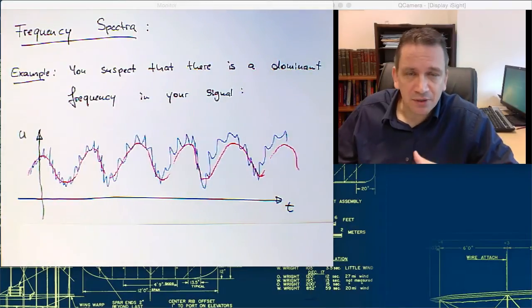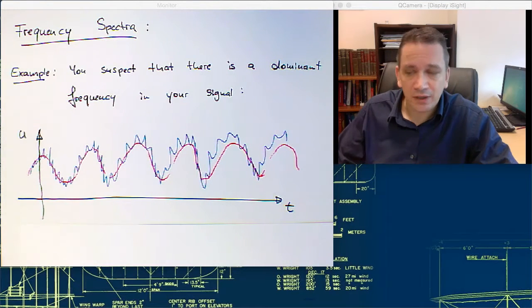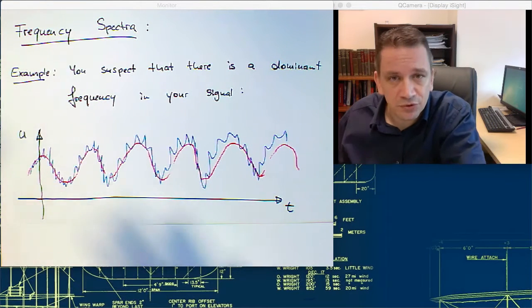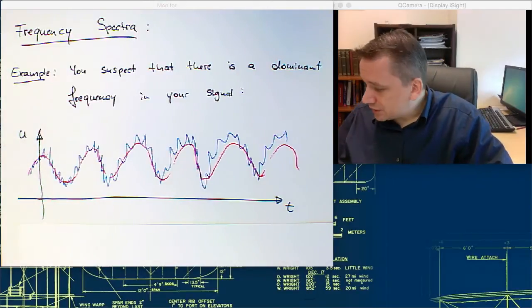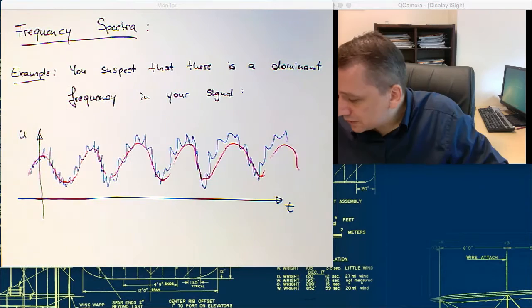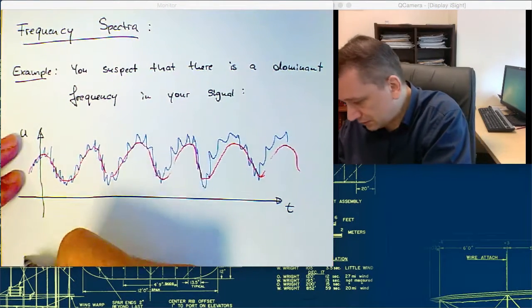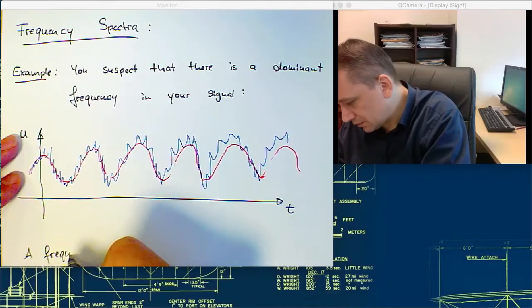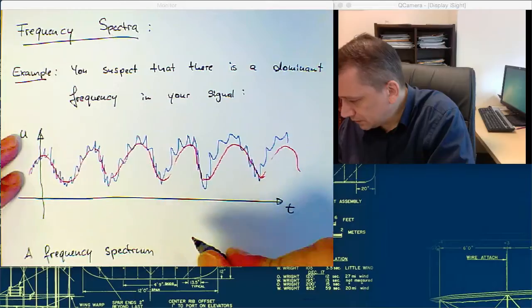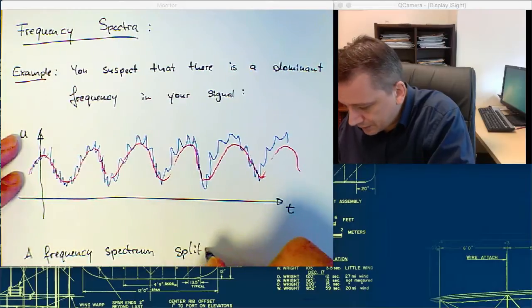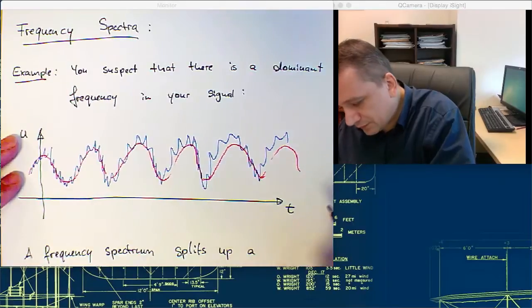And that is actually something that happens quite often. Quite often you don't really see it like here. It's just somewhere hidden because the turbulence is obscuring the frequency signal even more. So essentially, a frequency spectrum would be splitting up the signal into its frequency components. It splits up a signal into its frequency content.